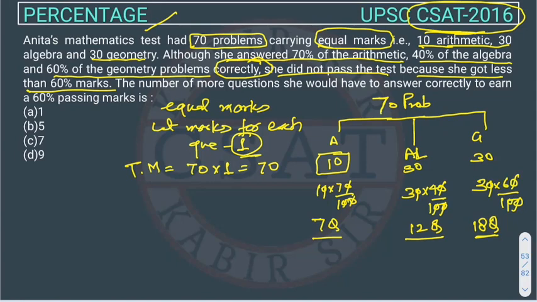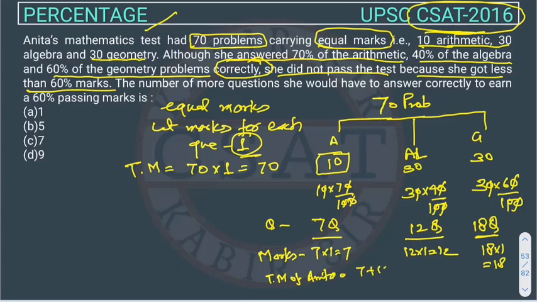So these are 7 questions. So what will be the marks? 7 into 1 is equal to 7. These are questions, right? And we are calculating the marks of Anita. 12 into 1 is equal to 12. 18 into 1 is equal to 18. So the total marks of Anita is 7 plus 12 plus 18. Right. So it will come out to 37 marks.